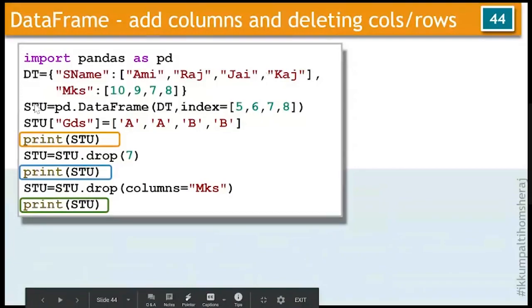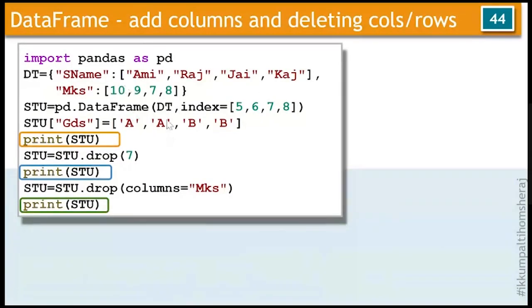Okay, this is another example where we are going to see adding columns and deleting columns or rows. Let's assume we have a data frame in a similar way as we had. Suppose we want to add a column here. We can simply specify stu and a non-existing name as the column heading. We already have two columns, one with the name sname, another with the name MKS. We want to create a new column with the name GDS, that is grades.